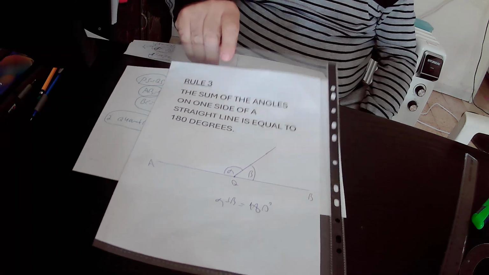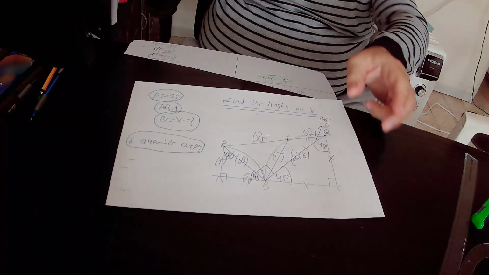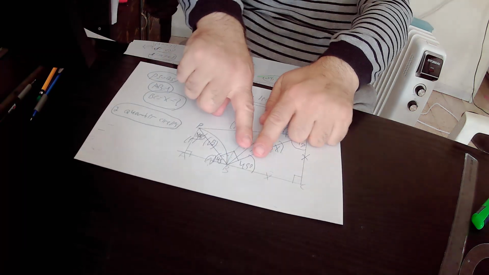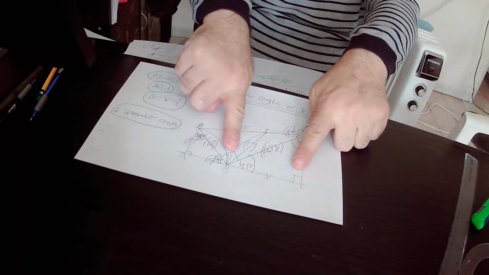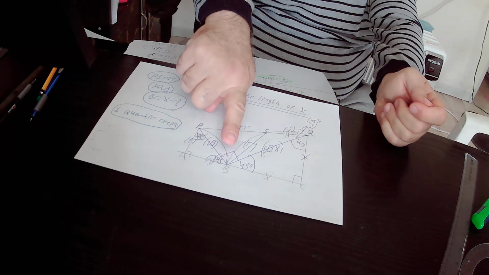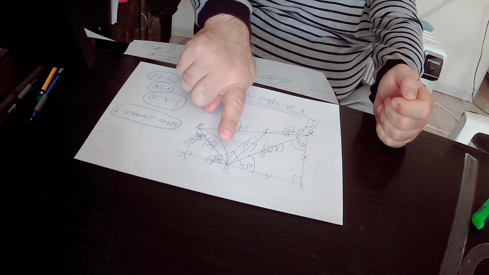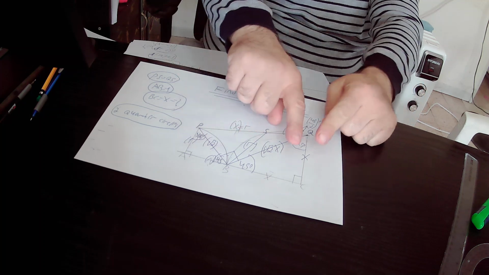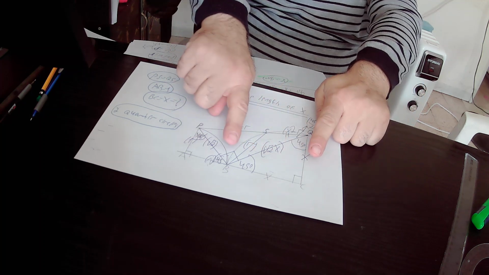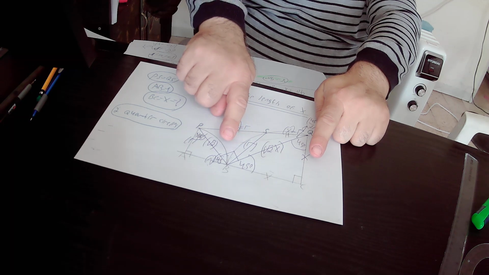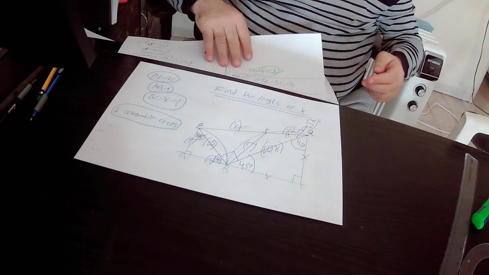Actually, you can implement rule number 3 in our drawing. Why? Because in our drawing, if you focus on the upper side of the straight line AC at point B, here the sum of the angles must be equal to 180 degrees according to rule number 3. So I copied the straight line AC with point B and with its angles in a new page, and we implemented rule number 3 on the straight line AC.